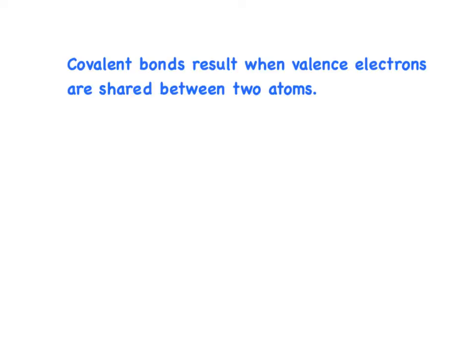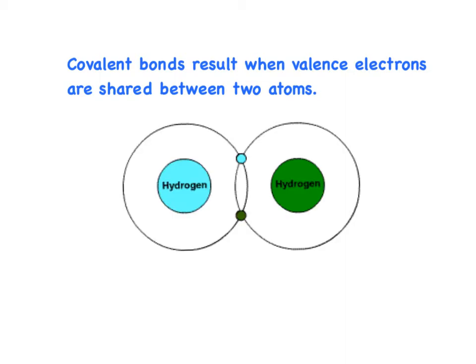The second type of chemical bonds are covalent bonds. And covalent bonds result when valence electrons are shared between two atoms. Covalent. Sharing valence electrons. And we just looked at nonmetals gaining electrons to form ions so that they could bond with metals. But nonmetals also can bond with other nonmetals, and they do it covalently by sharing their valence electrons. Like these two hydrogen atoms.